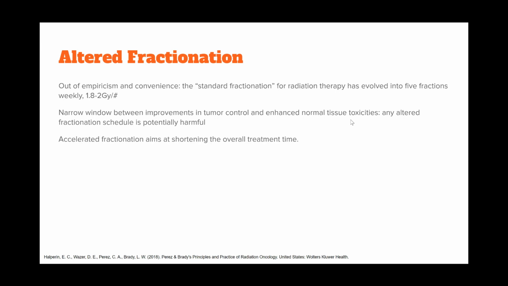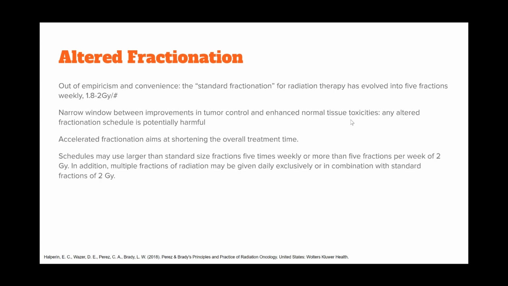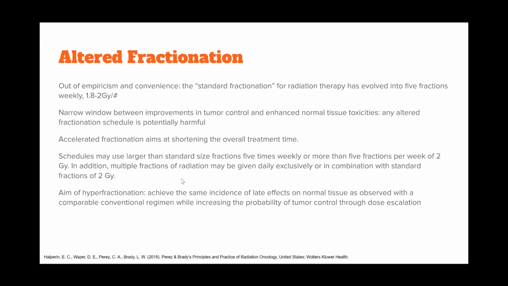We basically want to shorten overall treatment time. That's why we have gone into accelerated fractionation systems. Then when you have larger than standard size fractionation, or you can give more than 5 fractions per week. So a lot of permutations and combinations have happened, out of which hyperfractionation and hypofractionation have come out to be the most common 2 forms of altered fractionation. The aim of hyperfractionation is to achieve the same incidence of late effects on normal tissue while increasing the probability of tumor control.